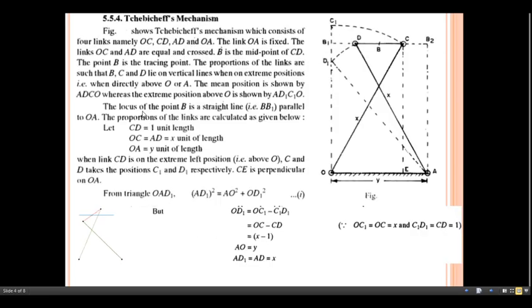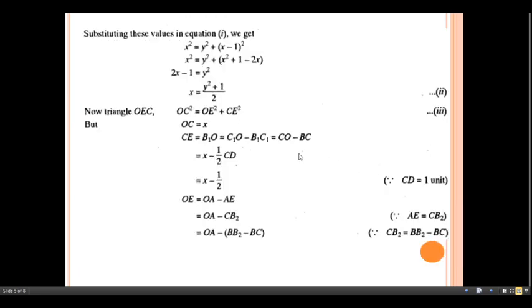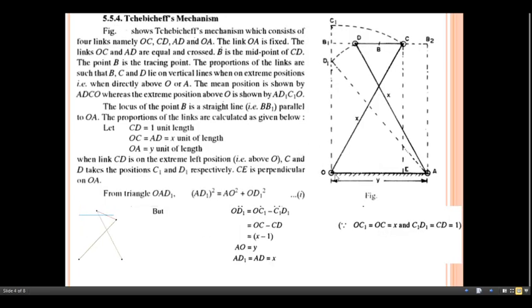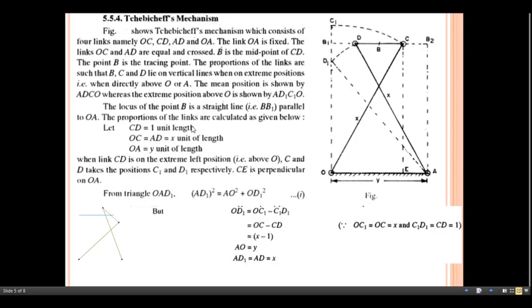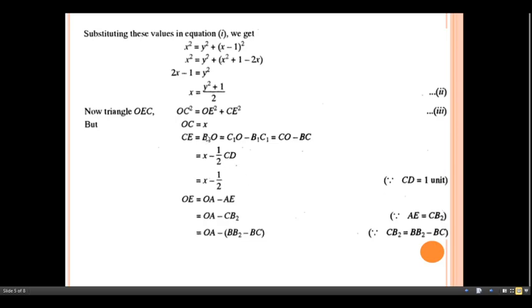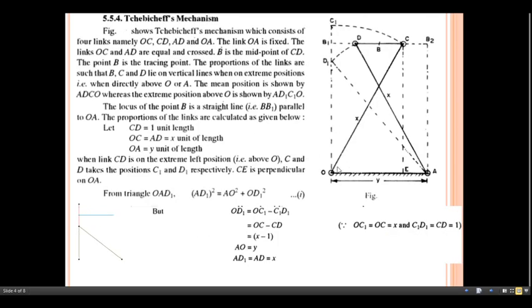Now let us consider the next triangle. Let us consider this triangle OCE and apply the Pythagoras theorem in this triangle also. So what about OC square? OC square is nothing but CE square plus OE square. So what about this OC? For this OC, we already considered X as the length.